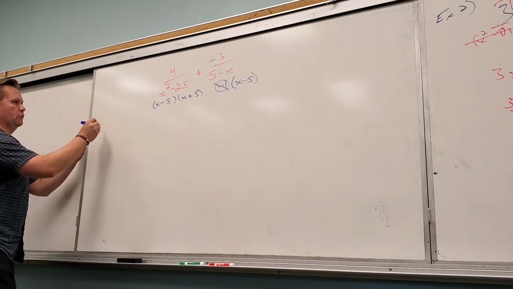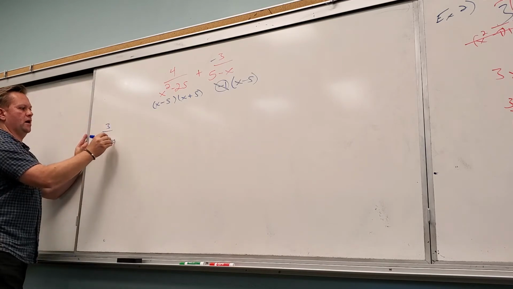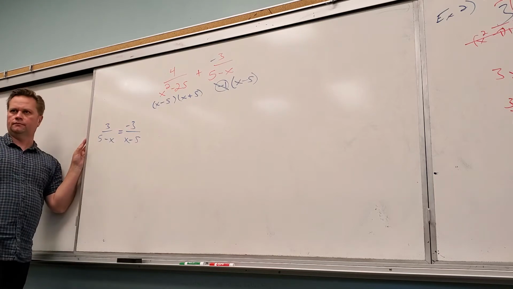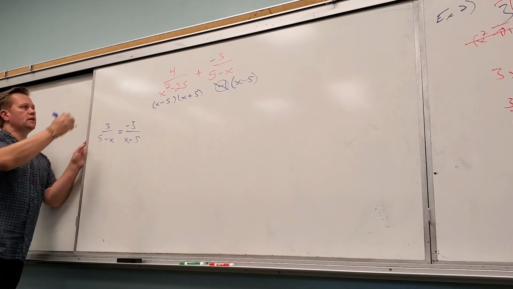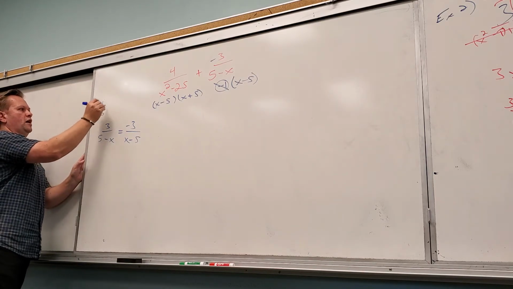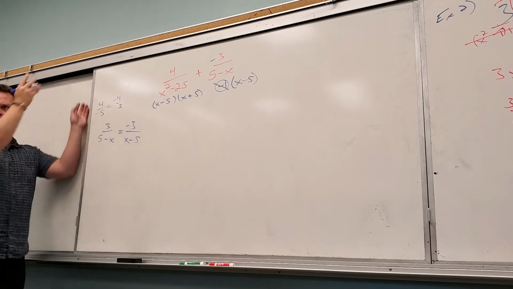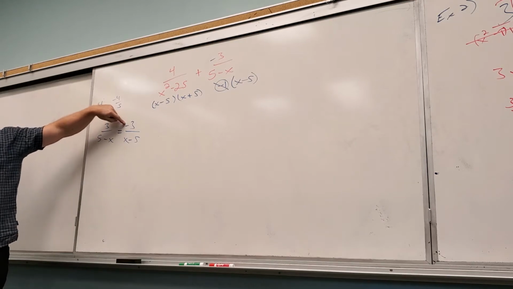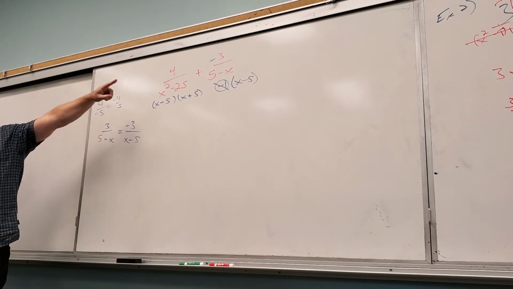So I want you to realize what we just did. 3 over 5 minus x is the same thing as -3 over x minus 5. That's the same thing as me saying 4 over -5 is -4 over 5. Isn't that true? So the negative can be on the bottom, or I can take it out of the bottom and put it on the top. That's really what we just did.